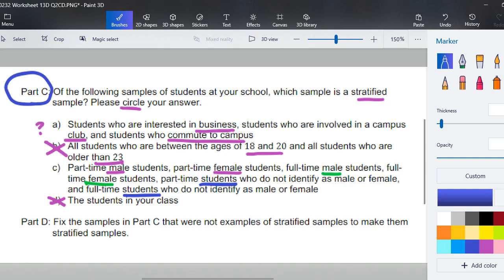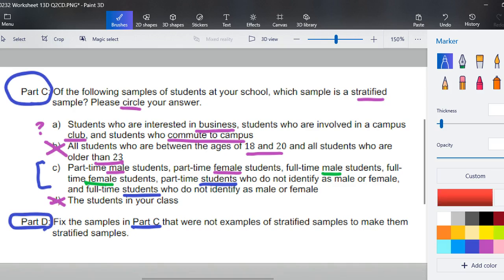And stratified is going to more closely align with part C because it takes one group and divides them up into many parts to study each one individually. So having said that, part D says, let's fix them. Fix the ones in part C that were not examples of stratified samples to make them stratified samples.